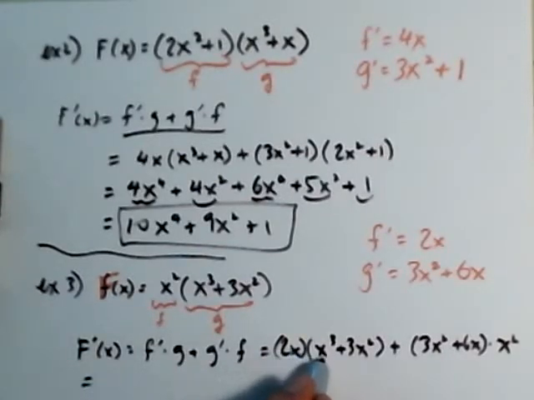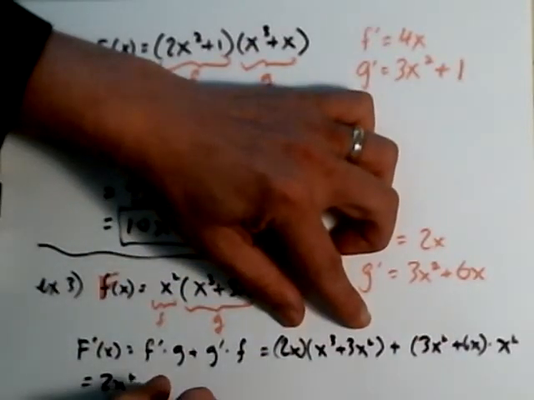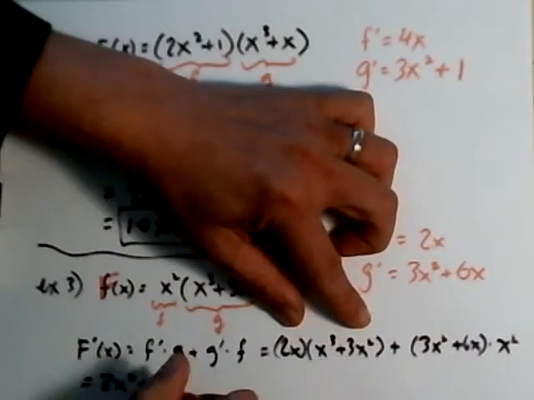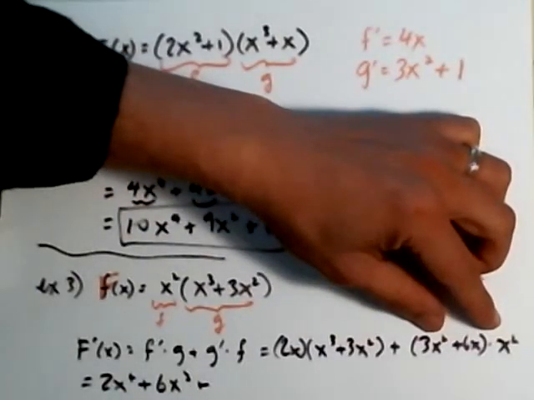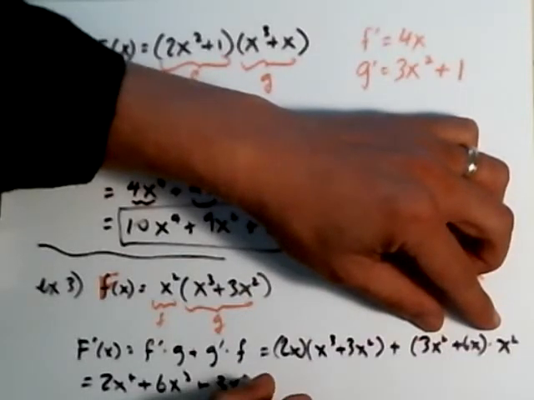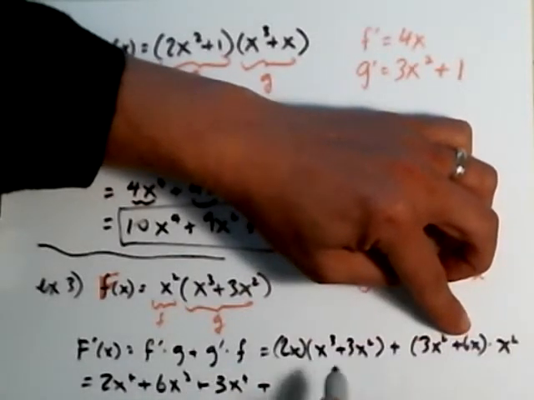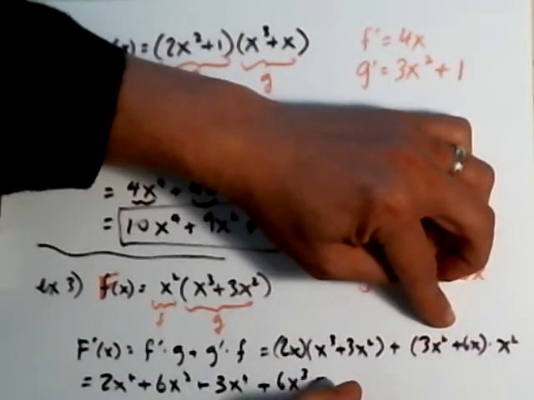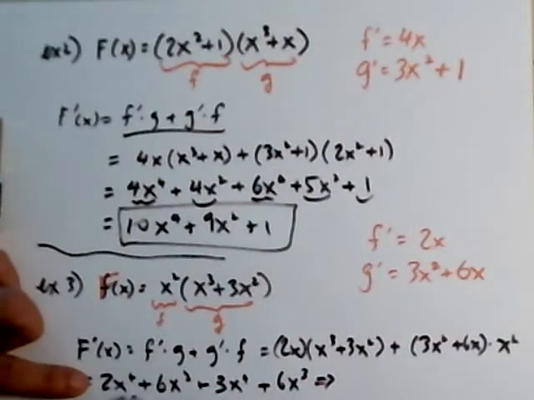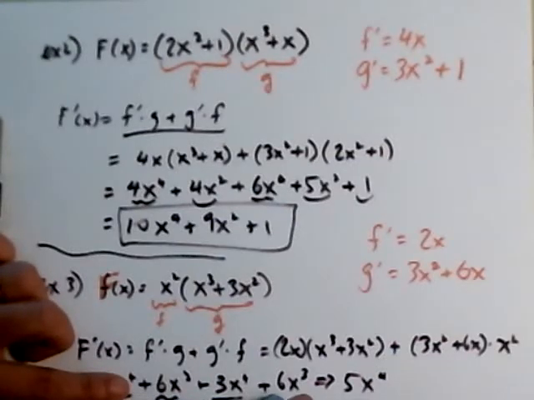That's going to be 2x to the 4th, and then plus 2 times 3 is 6, x cubed plus x squared times 3x squared is going to be 3x to the 4th plus x times x squared, 6x is going to be 6x cubed, and that becomes, here's like terms, 5x to the 4th. Here's another like term, it's going to be plus 12x cubed.